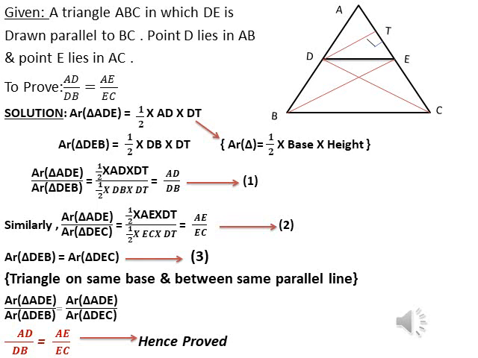If we consider the first, second and third conclusions, we get that this ratio equals this ratio, means area of triangle ADE upon area of triangle DEB is equal to area of triangle ADE upon area of triangle DEC. So from all the steps we can conclude directly that AD upon DB is equal to AE upon EC.